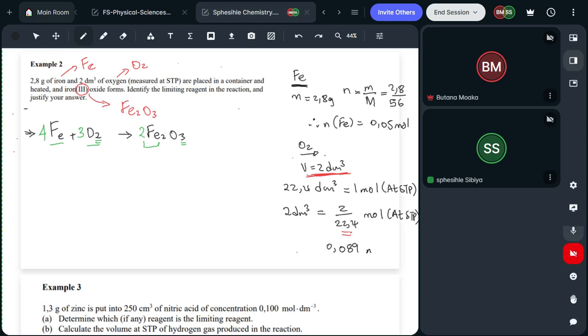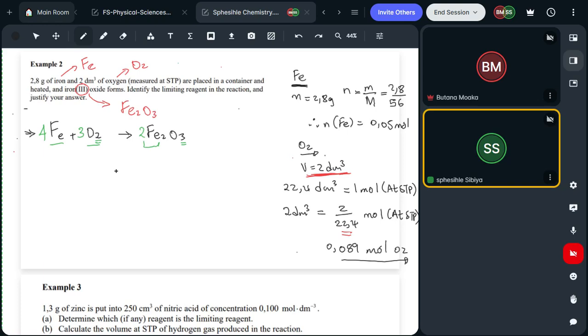0.089 mole. So this is mole of what? This is mole of O2, right? Yes, this is the number of moles of O2. So now, listen. First thing first, I want to make sure that you understand how we got to this 0.089. Are you happy with that?